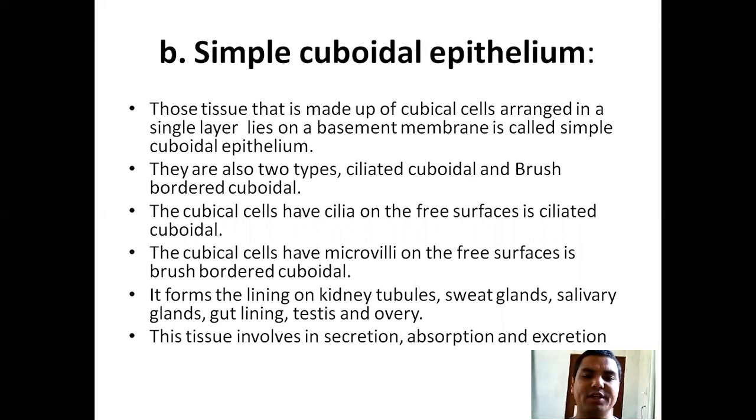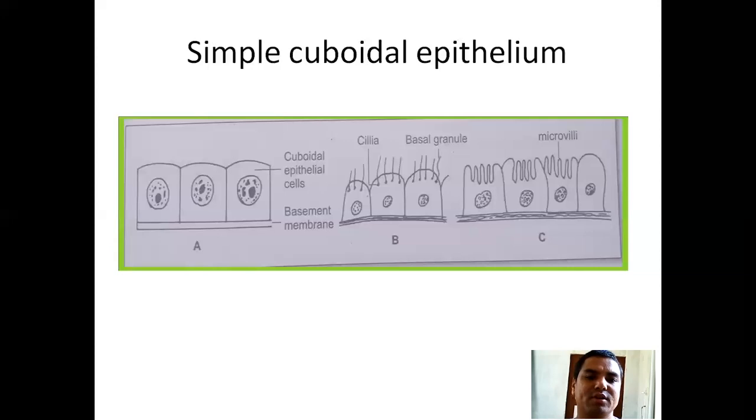It forms the lining of kidney tubules, sweat gland, salivary gland, gut lining, testes, and ovary. This tissue is involved in secretion, absorption, and excretion. See here the figure of simple cubical cells: figure A, having cilia, is ciliated cuboidal, and figure B, having microvilli on the free surface, is brush border cuboidal epithelium.